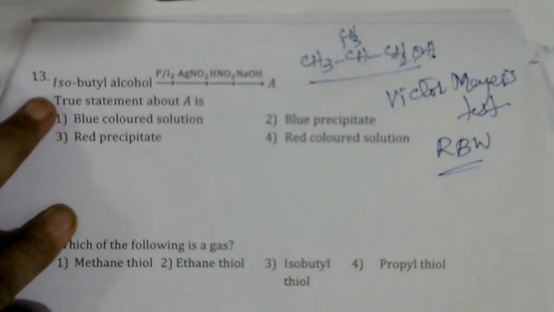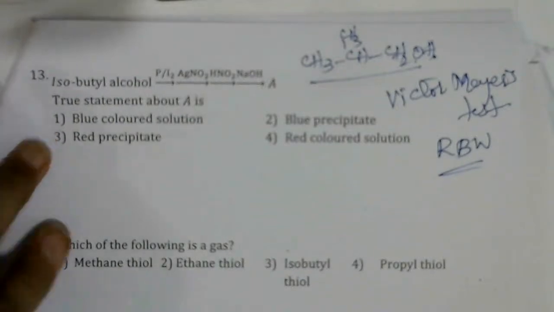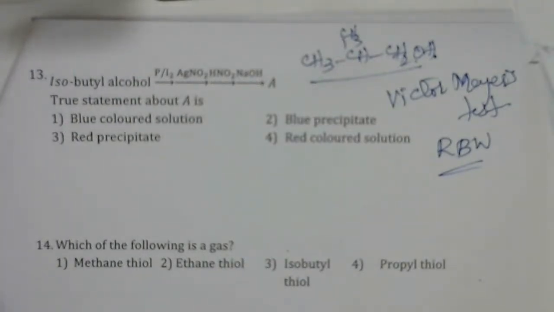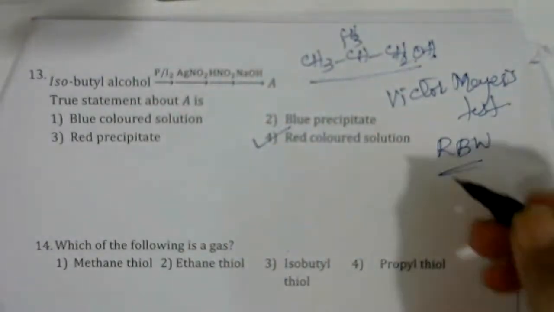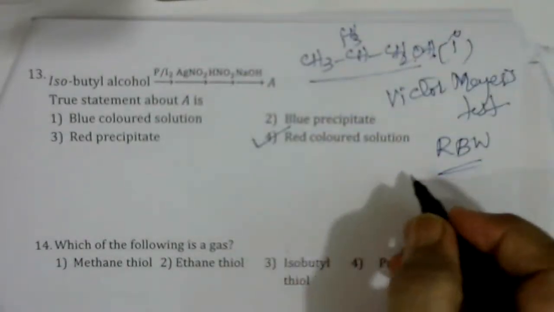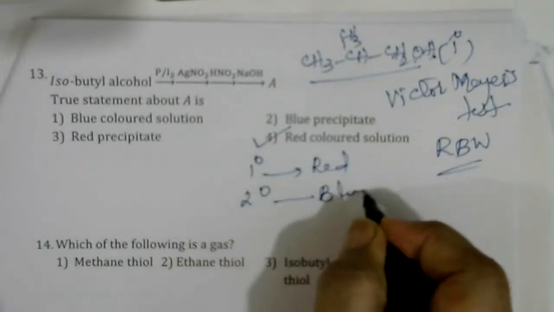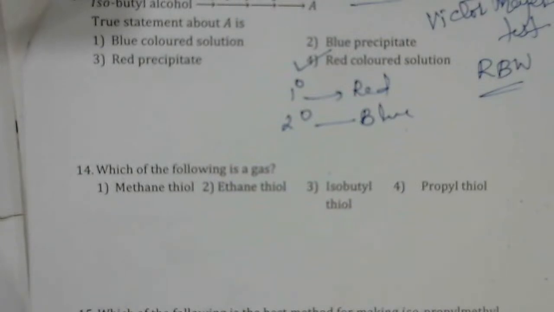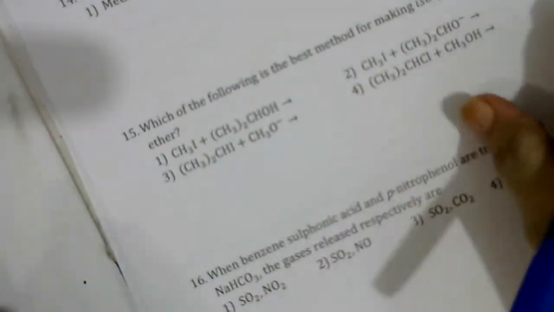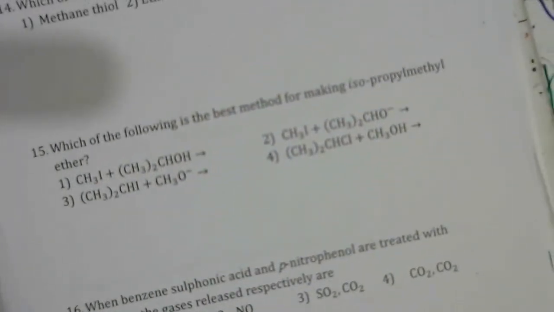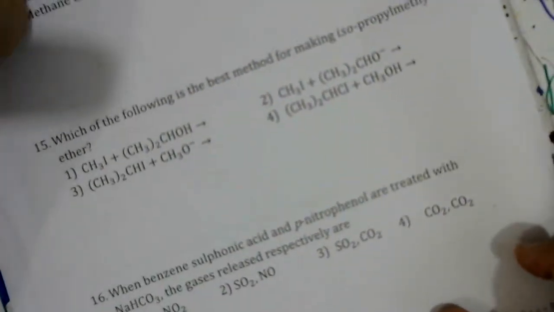And here the alcohol is a type of which one? We are going to get the Victor Meyer's test. They are asking which will be the true statement with respect to compound A. We can say that it will be a red color solution, because this is a primary alcohol. Primary alcohol will give red color, secondary alcohol will give blue color, and tertiary will give colorless.